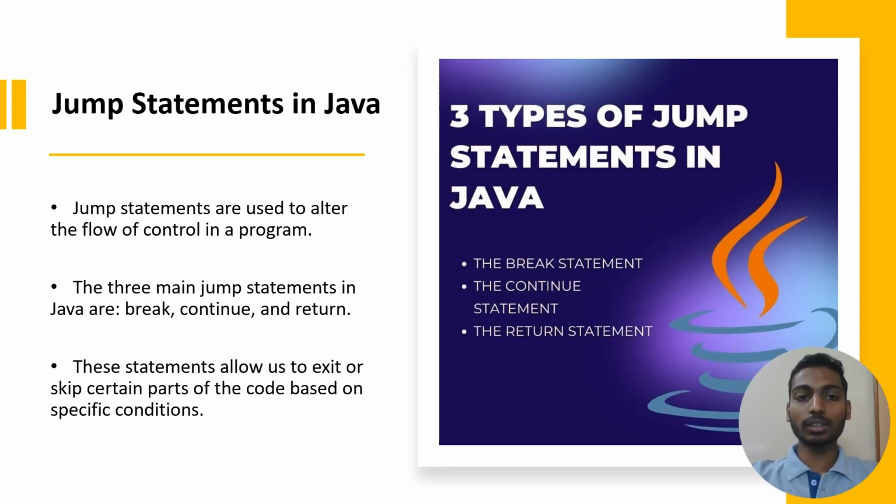Now let's see jump statements in Java. Jump statements are used to alter the flow of control in a program. The three main jump statements are break, continue, and return. These statements allow us to exit or skip certain parts of the code based on specific conditions.